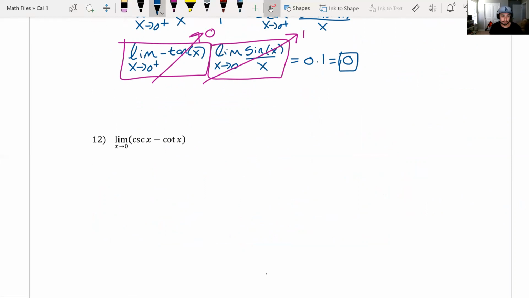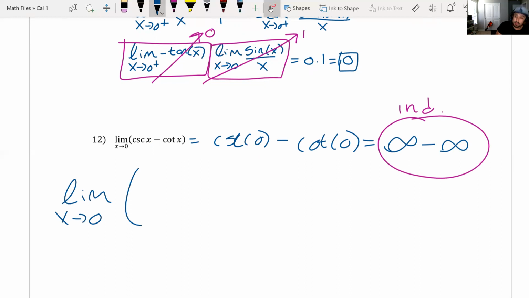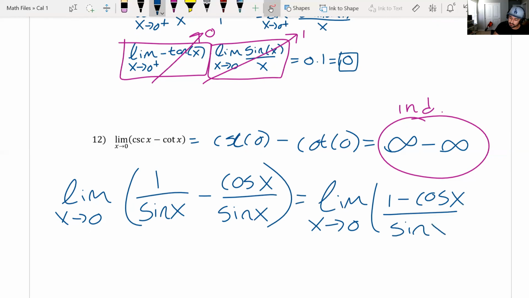So here I get cosecant of 0 minus cotangent of 0. And just like before, I think we're going to get infinity minus infinity. So indeterminate. So let's look back. Let's rewrite it. The limit as x approaches 0. Think identities. 1 over the sine of x minus cosine x over sine x, which gives me the limit as x approaches 0 of 1 minus cosine x over sine x.